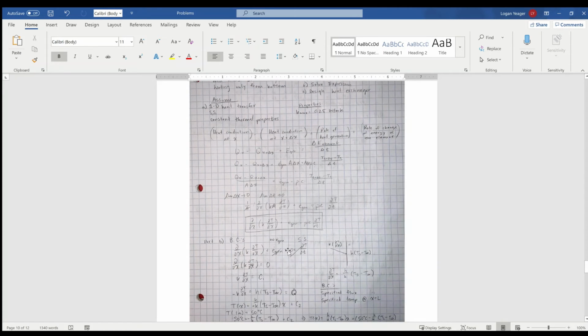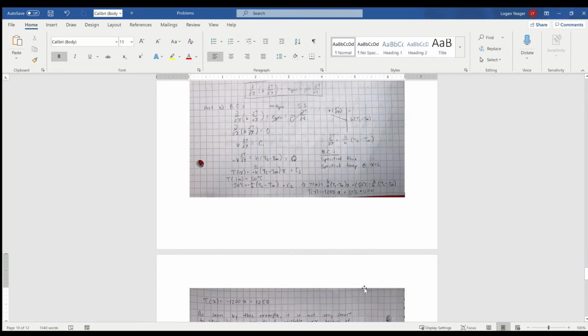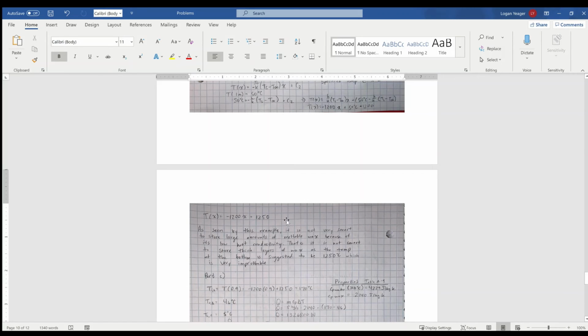Using the boundary conditions that the convection is going to equal the conduction and the negative conduction right here, this is what we get for C1 to plug back into T(x), and then we can solve for T(x), which is going to be this expression down here, where T(x) is negative 1200x plus 50 degrees Celsius plus 1200. It is evident that it's not very smart to store 1 meter's worth of thick hot wax, because at the heating surface it needs to be 1200 degrees in order to keep that melted temperature. So either have a shallower bath or keep the wax solid.